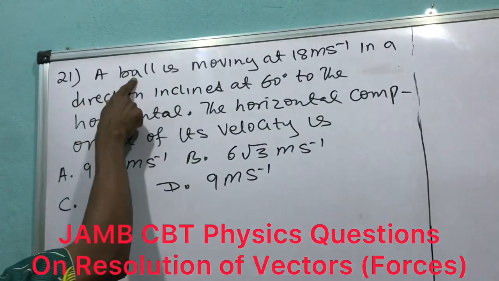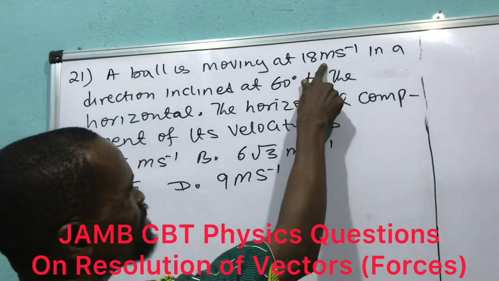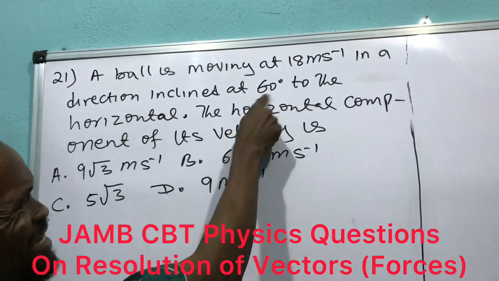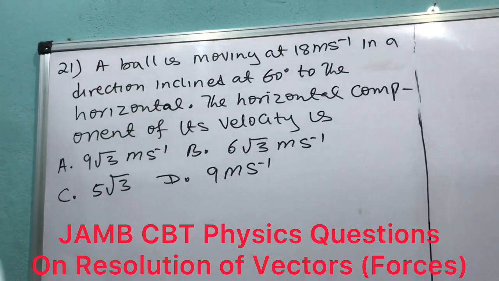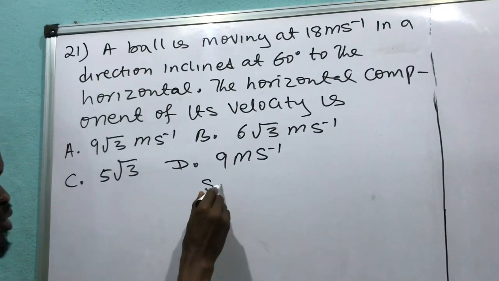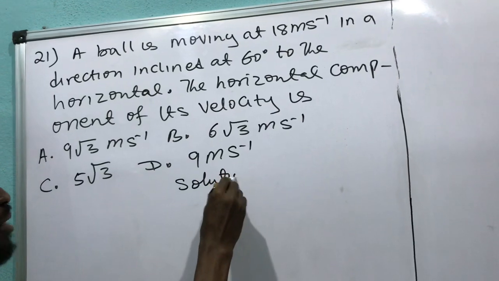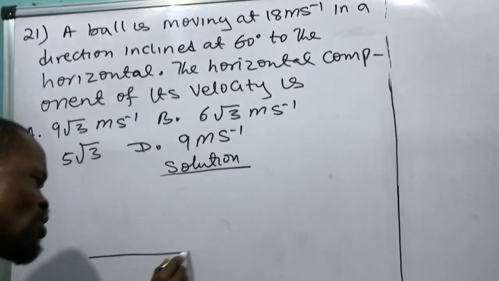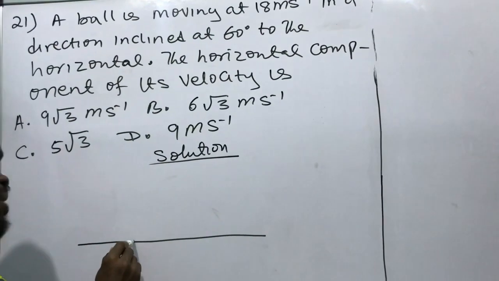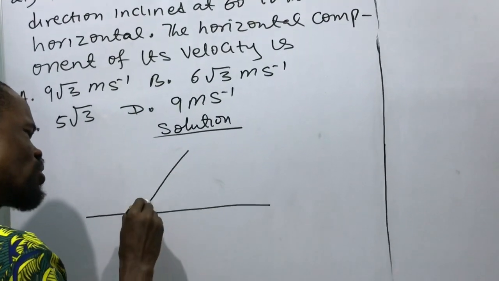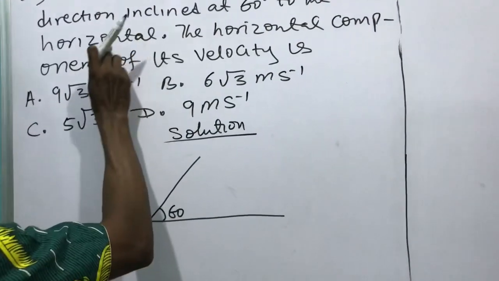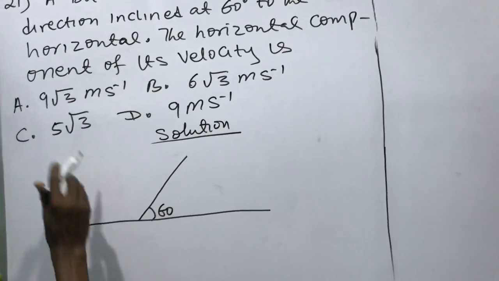They said a ball is moving at 18 meters per second in a direction inclined at 60 degrees to the horizontal. Let's go to the solution without wasting time. In JAMB, there's no time. Look at the horizontal: the ball is inclined at an angle of 60 degrees to the horizontal.